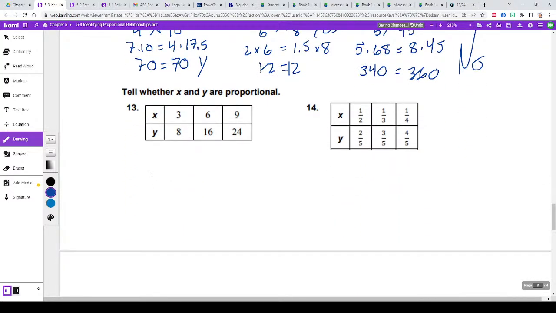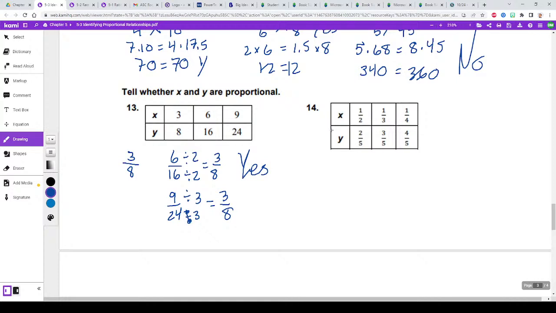All right, we're going to tell if these are proportional. The way that we're going to do that, again, is we're just going to simplify. We've got 3/8 here, 6/16. If I simplify this, I divide by 2 here, divide by 2 here. That gives me 3/8 again. So far, so good. And then if I look at 9/24, divide this by 3, divide this by 3. That's a divide, not an add. That would give us 3/8 again. So since all three are 3/8, this is yes, this is a proportional table.